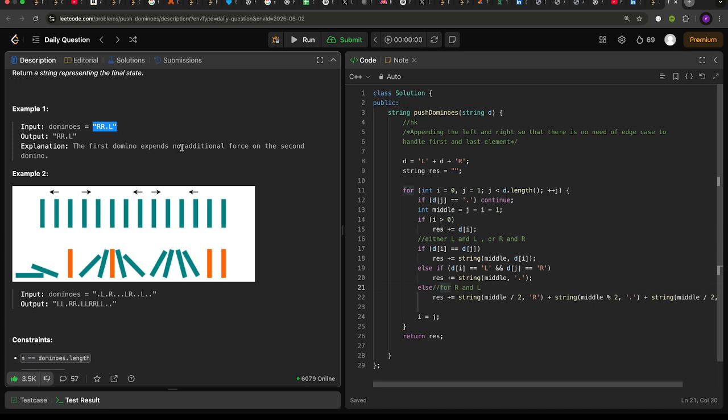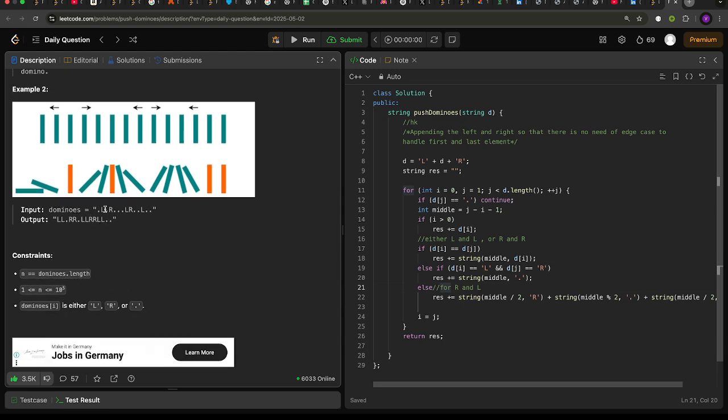Okay, so for the first test case, it is quite simple. If we push this domino toward the right and this one toward the left, then this one in the middle remains stable. Okay, that we have discussed already. Like if one domino is falling from the left side and one is falling from the right side, then the middle one remains stable. Cool. So this is the important test case, or a good test case it is.